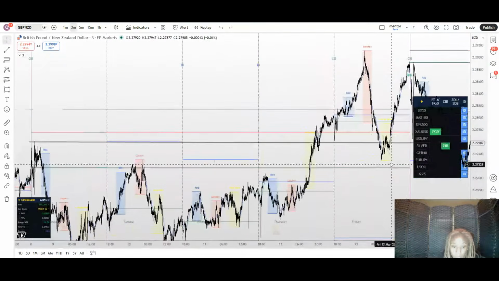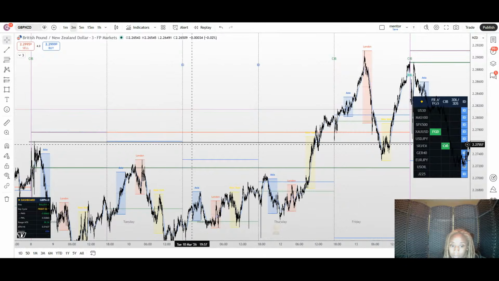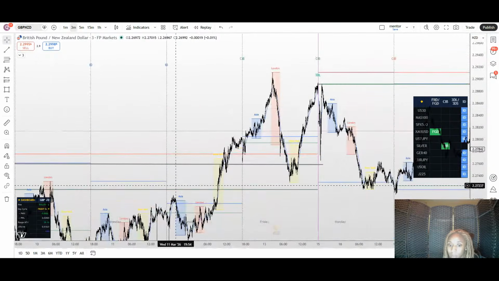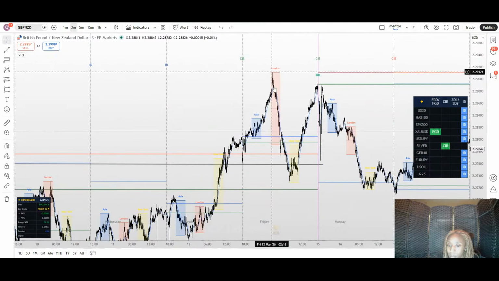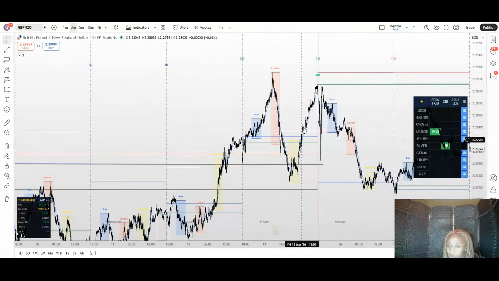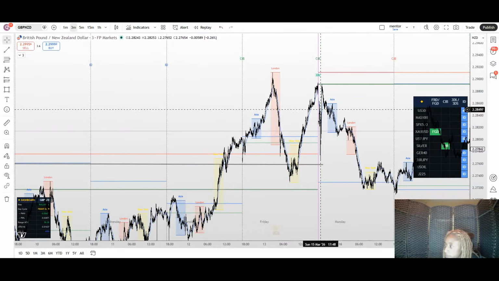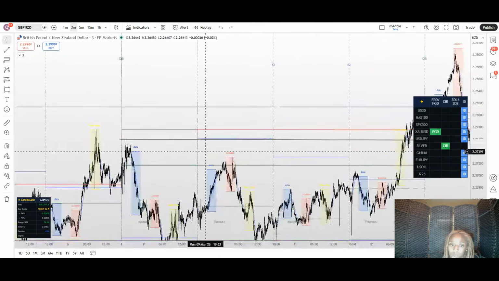We finally break out of Monday's high. And what do we do? Breakout, pullback, trend. Can you please show us more inside day examples? I sure can.